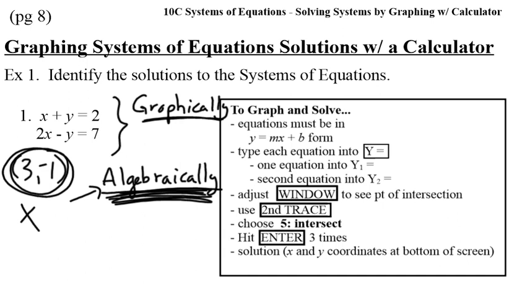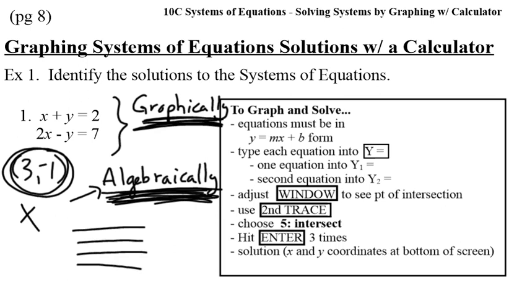However, understand now that we know how to do it on the calculator graphically, if you showed all your work algebraically and did a nice job and came up with an answer, there's nothing wrong with pulling out your calculator and graphically solving to see if your answer is correct. The calculator is a great way for you to check if you've algebraically done it correctly. So take advantage of that.